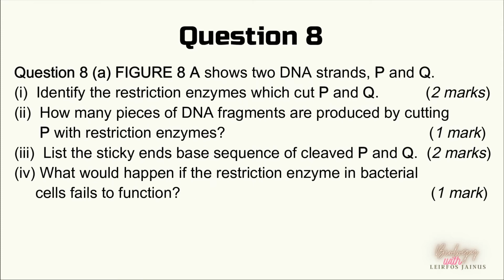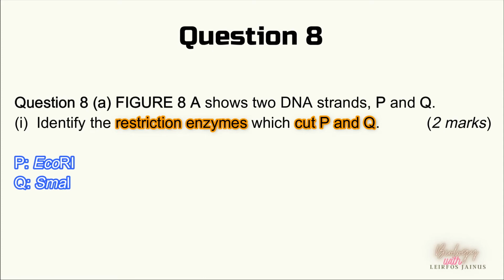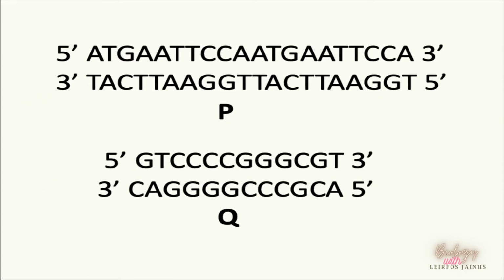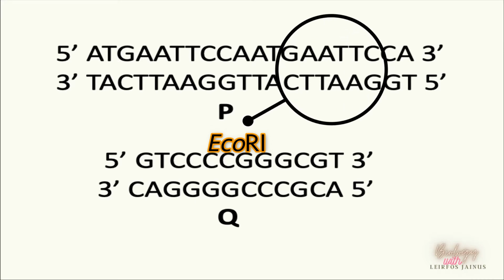Question 8a, it's about the restriction site and the restriction enzyme. Now we will answer the question. Question number 8a1. Identify the restriction enzyme which cut P and Q. For P, we have the palindromic sequence 5' GAATTC. This restriction site will be recognized and cut by restriction enzyme EcoRI.